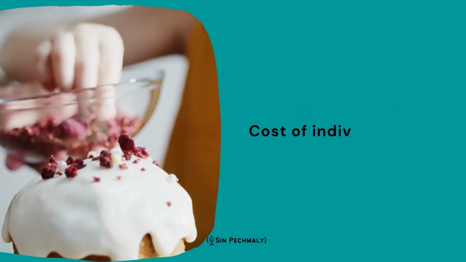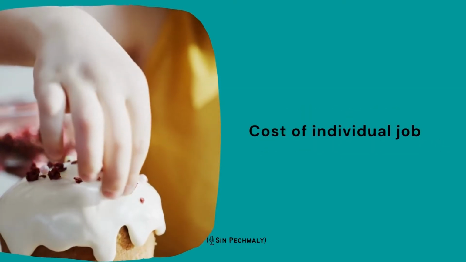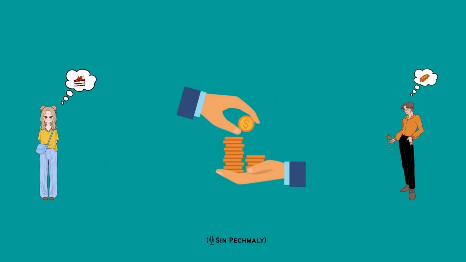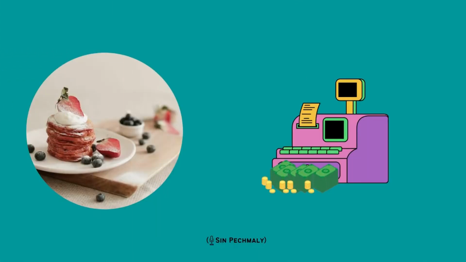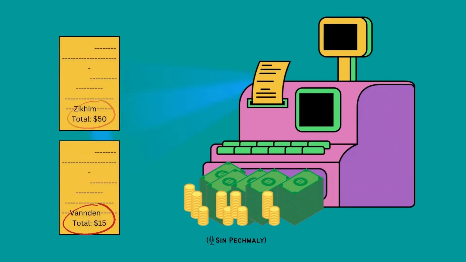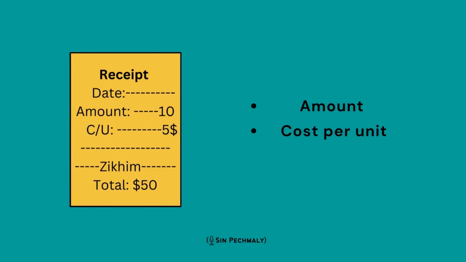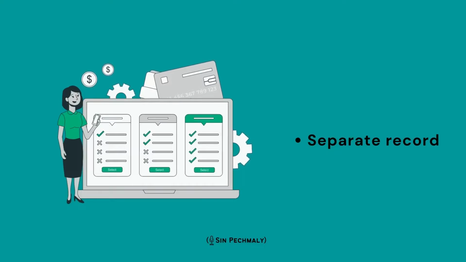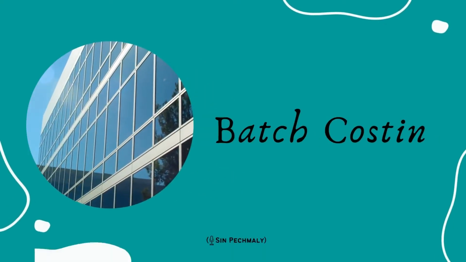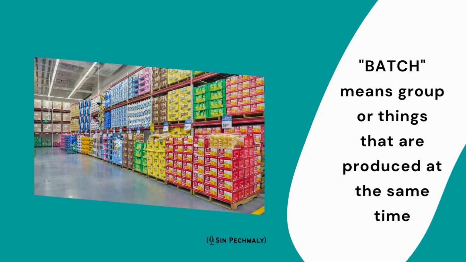It concerns the cost of an individual job, as the customers have different tastes and interests, so they have to pay different prices as well. Here, the cheesecake is more likely to have a higher price than a bread. Lastly, both Zikim and Wandan will have different receipts. The receipt will tell the amount and cost of what they buy, and the store will have to record the cake and bread separately.